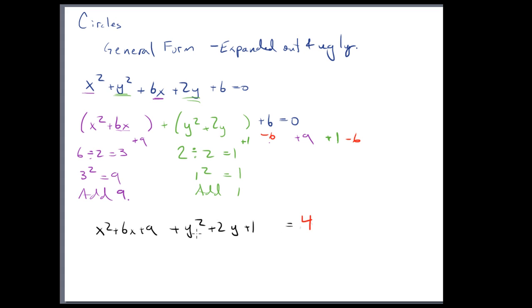Okay. Now, this is a perfect square. This is (x + 3)². This is also a perfect square. This is (y + 1)², and it's all equal to 4. Hey, we just rewrote this in standard form.